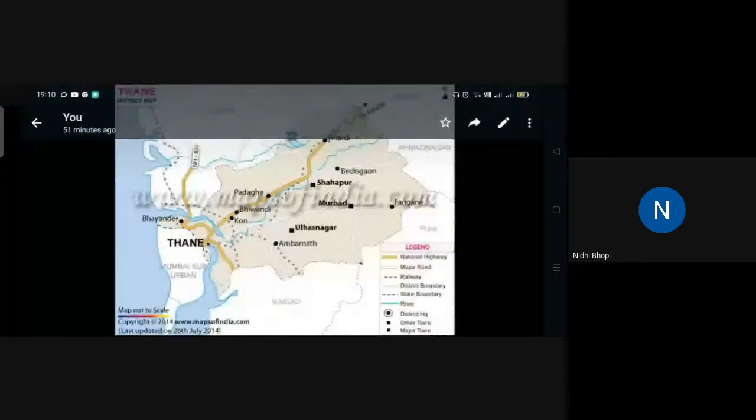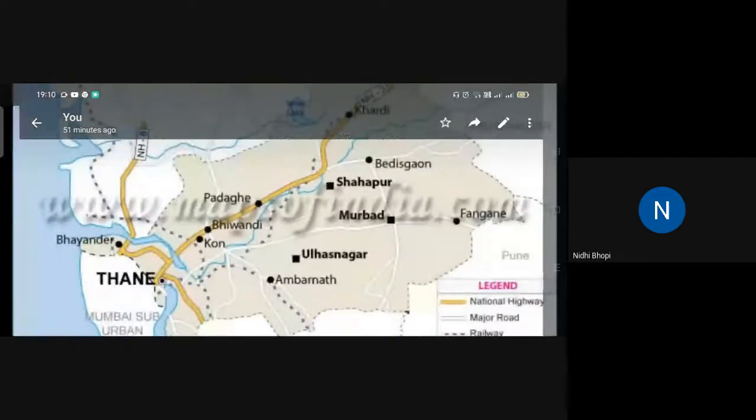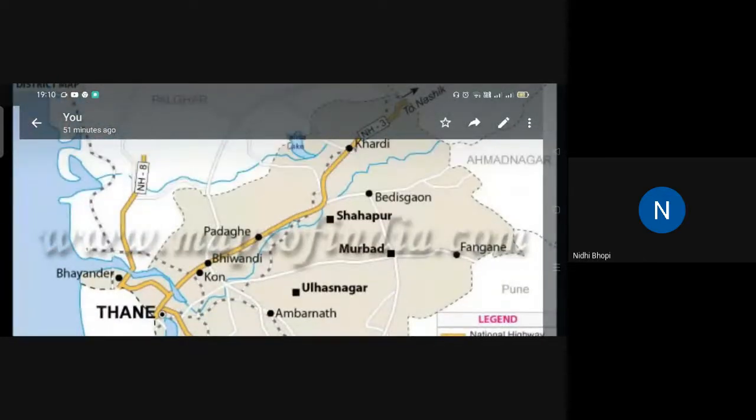And from Thane, another is there, from Bhayandar it goes, that is Mumbai Ahmedabad highway. It crosses through Palghar and that way gone.